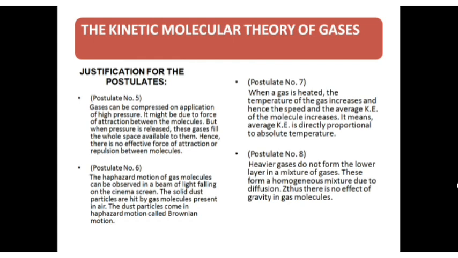For postulate 7, when a gas is heated, the temperature of the gas increases, and hence the speed and the average kinetic energy of the molecules increase. It means average kinetic energy is directly proportional to absolute temperature. Now for postulate 8: heavier gases do not form the lower layer in a mixture of gases. They form a homogeneous mixture due to diffusion. Thus, there is no effect of gravity on gas molecules.